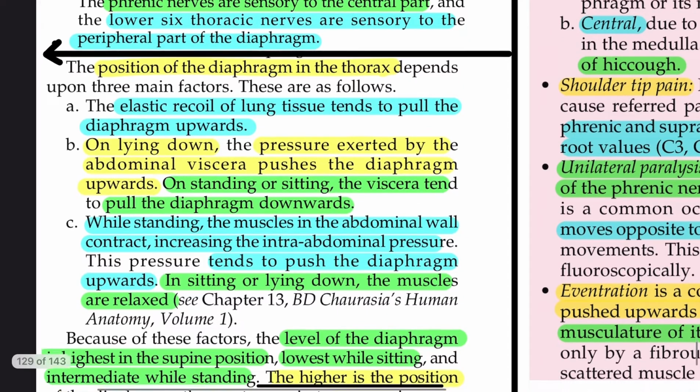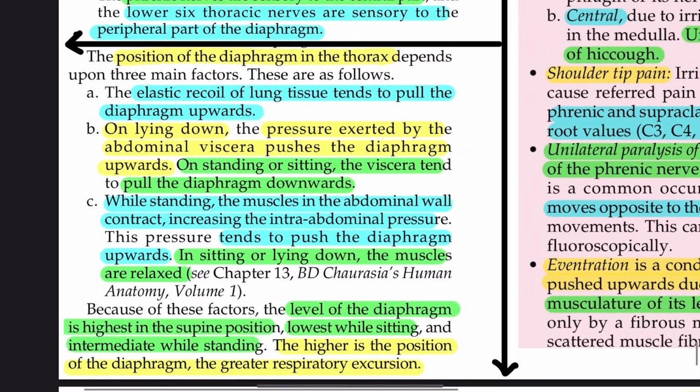Now the position of the diaphragm in the thorax basically depends on three factors. Let's take these factors one by one. The elastic recoil of the lung tissue tends to pull the diaphragm upwards. That's very obvious. When the lung tissue recoils in case of expiration, of course the diaphragm is pulled upwards, right?